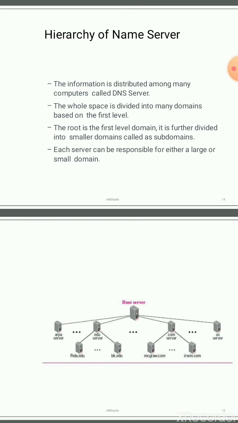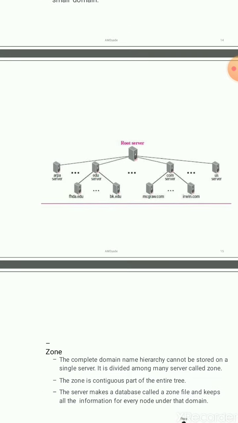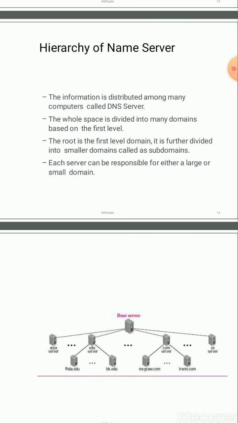The whole space is divided into subdomains based on the first level. The root is the first level of the domain, and further it is divided into small domains called subdomains. Each server can be responsible for either a large or a small subdomain. It's not that there will be one big server, but the load will be equally distributed so that the system cannot get overloaded. Similarly, an example is shown in this diagram about the hierarchy of name servers.